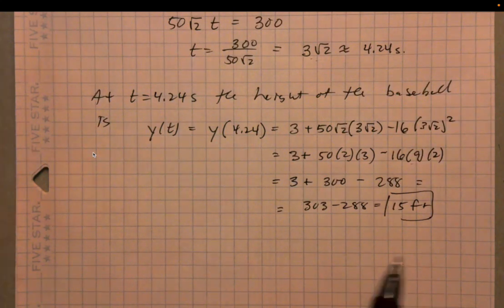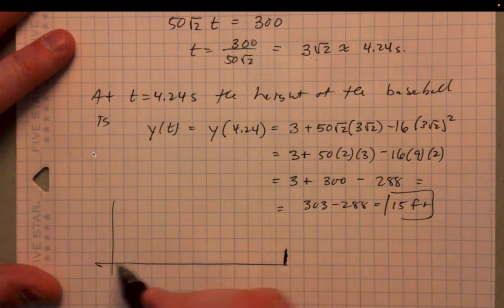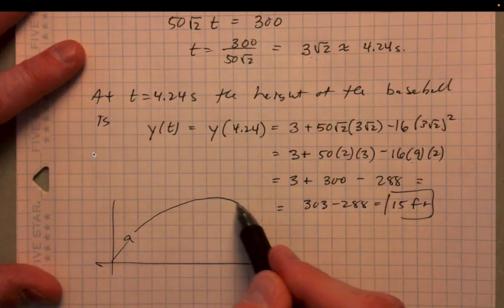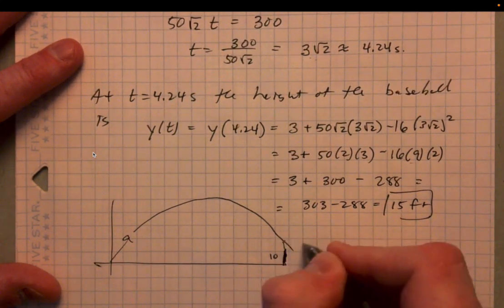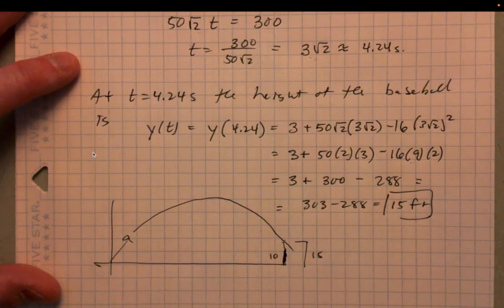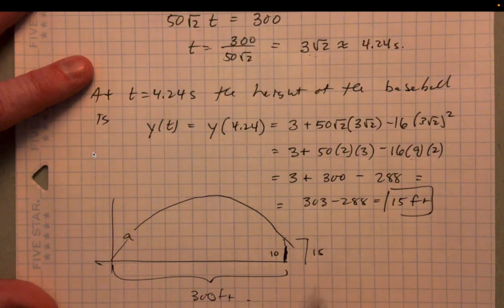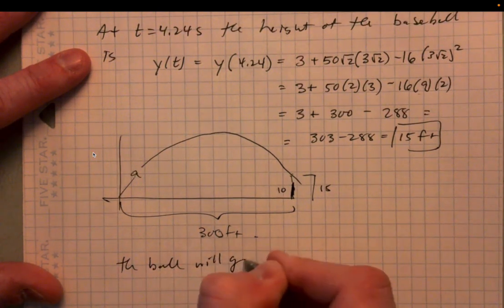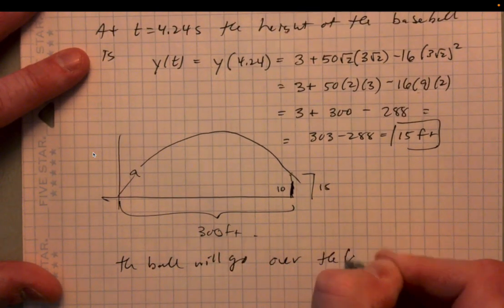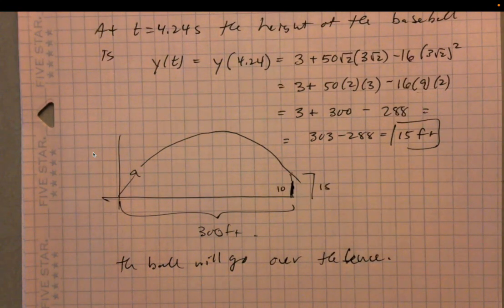So we've got this fence out here, and this ball that gets hit by a baseball bat is going to just clear that fence. If the fence is 10 feet high, the ball will be 15 feet high when it reaches that distance from home plate. So that means it's going over the fence, right? The ball will go over the fence. Okay, all right, perfect. So that was a very nice example.